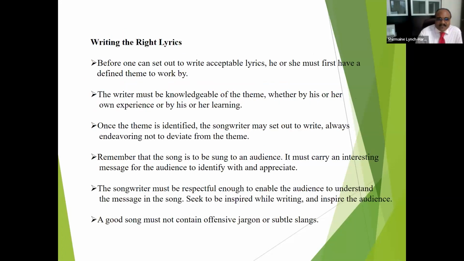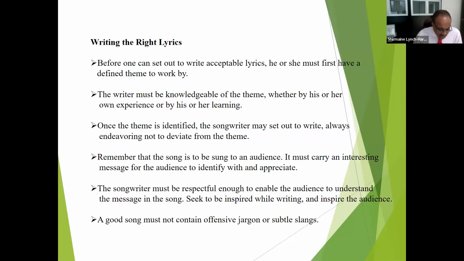Writing the right lyrics. Before one can set out to write acceptable lyrics, and I'm writing the word acceptable here because your lyrics must not be offensive, because people get turned off by offense. As Trilogy was saying a while ago, your lyrics must be catchy, right? Anything catchy is not offensive. So it must be acceptable. Before you can write a song, the songwriter, he or she, must first have a defined theme for the work. You must have the right theme.